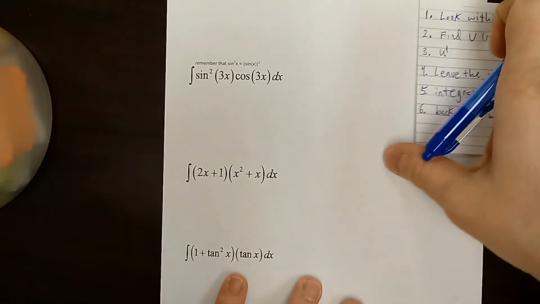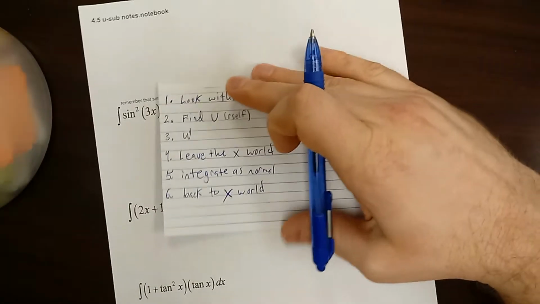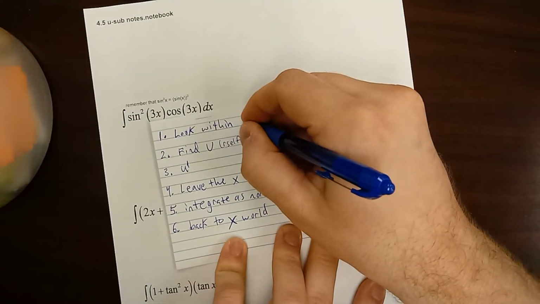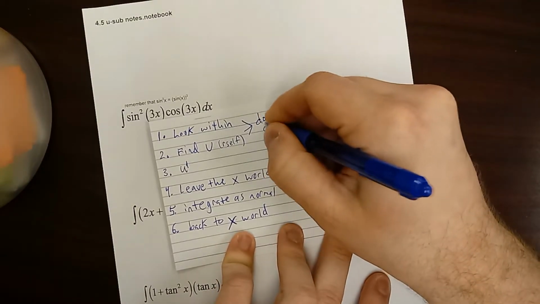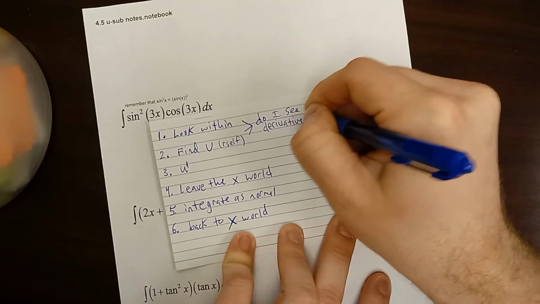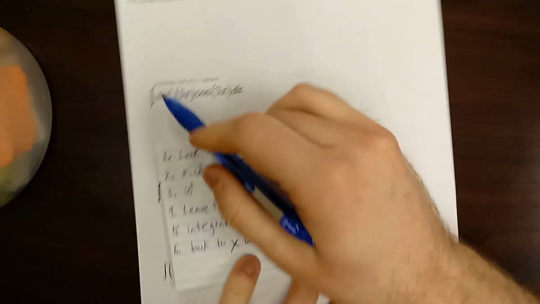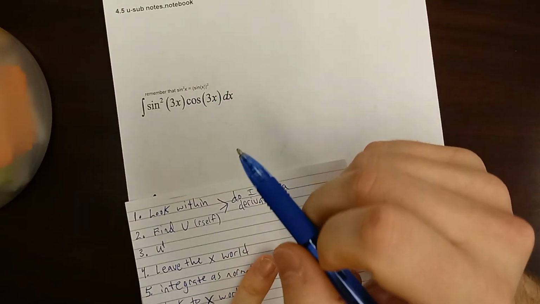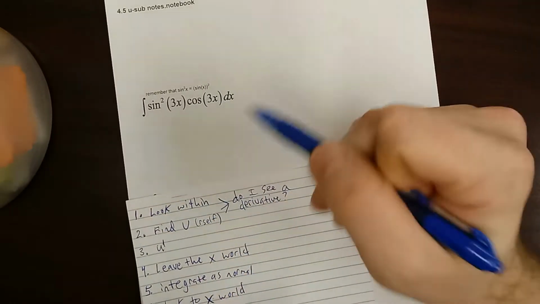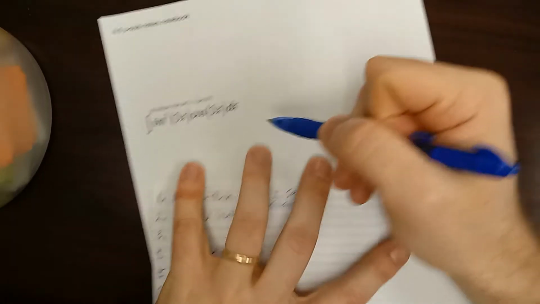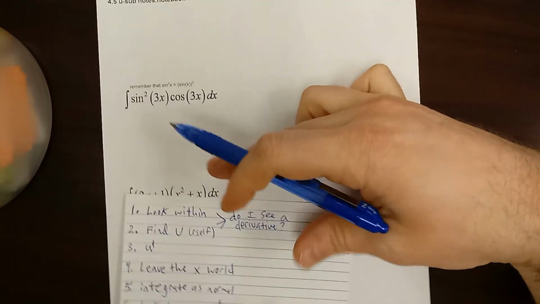Okay. So now we start getting into strangeness at the look within step and finding yourself. We want to see, do I see a derivative? What I mean by that is when I look here, do I see something where when I take its derivative, that derivative is actually here? In this example, I do give you a hint that sine squared is equal to sine of x squared.